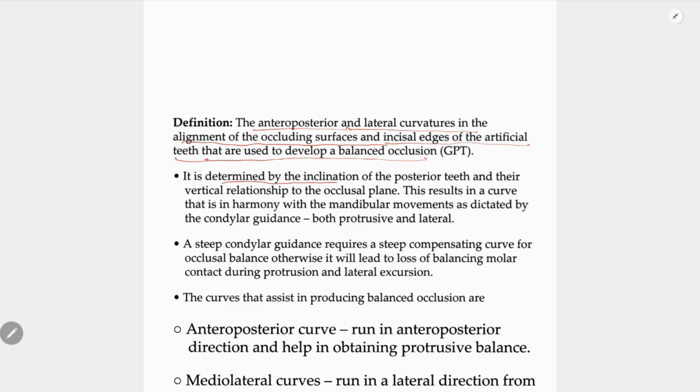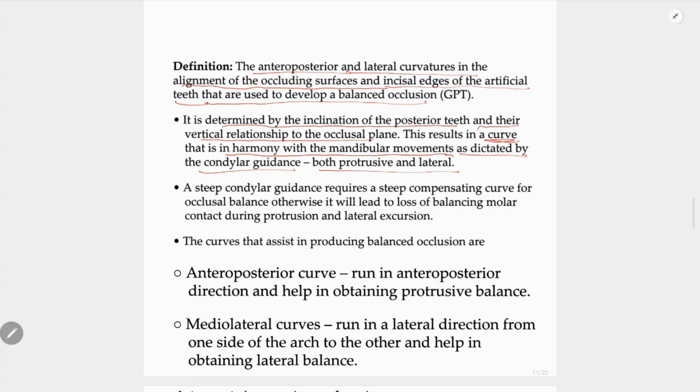It is determined by the inclination of the posterior teeth. The inclination of the posterior teeth will determine the curves and their vertical relationship to the occlusal plane. That will result in a curve that is in harmony with the mandibular movements as dictated by the condylar guidance, both protrusive and lateral. A steep condylar guidance will require a steep compensating curve for occlusal balance. We had discussed these points earlier.